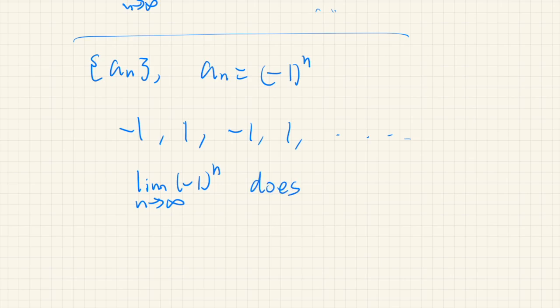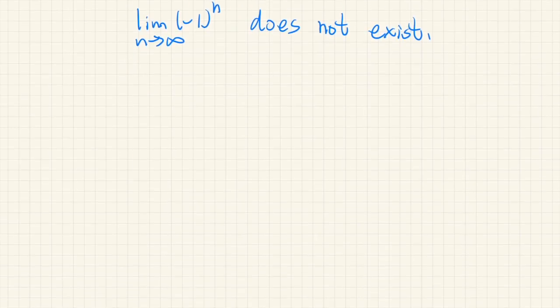So it doesn't diverge to positive or negative infinity, and it doesn't converge either. The limit does not exist. So what do we exactly mean when we say a sequence converges to a certain value?